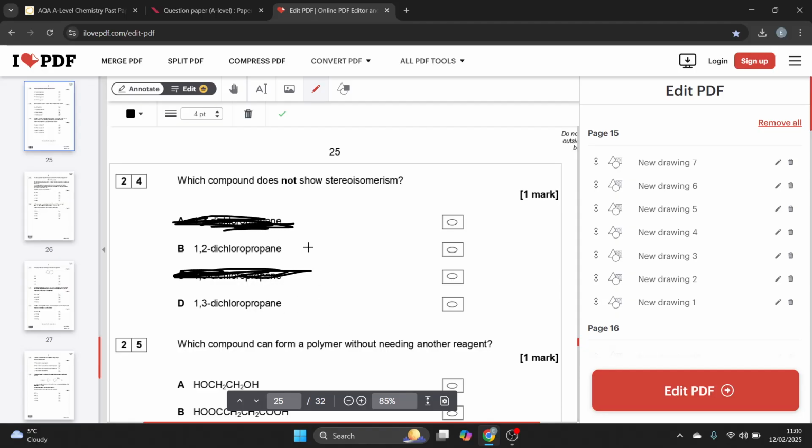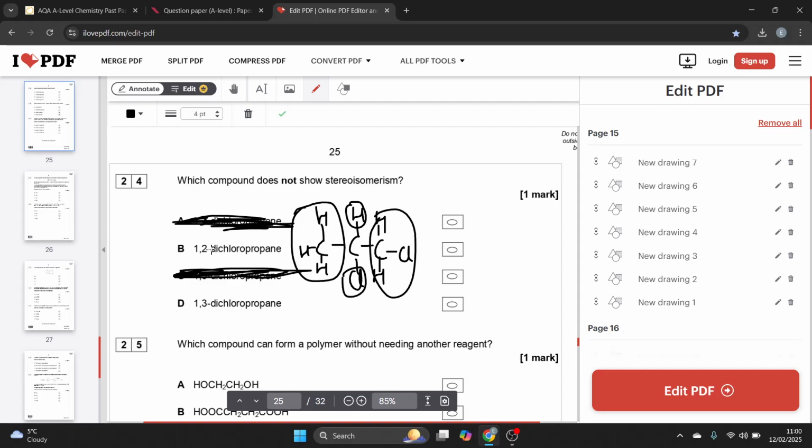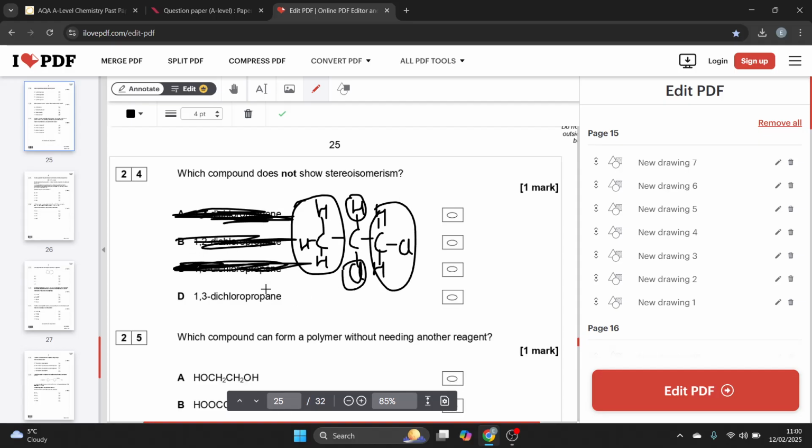I've looked at B, 1,2-dichloropropane: methane, ethane, propane, one chloro on the first carbon, one chloro on the second carbon, and then I fill it in. Is that a chiral carbon? Yes, it is, because that's one methyl group, that's an H, that's a Cl, that's a CH2Cl group. So that will show stereoisomerism, and therefore the answer must be D.